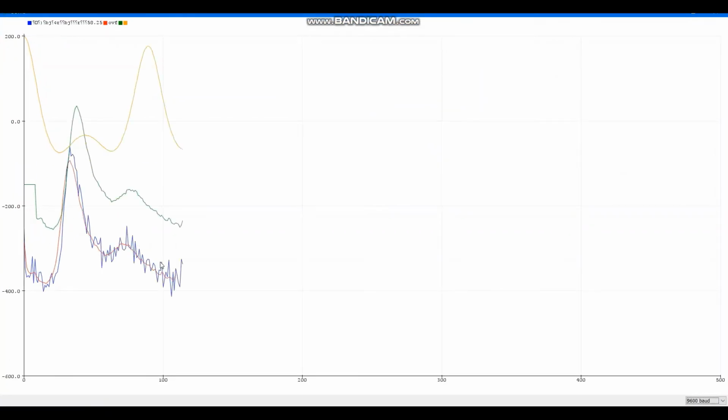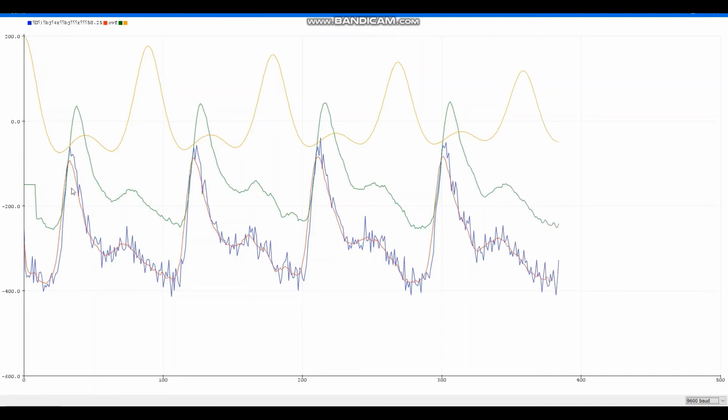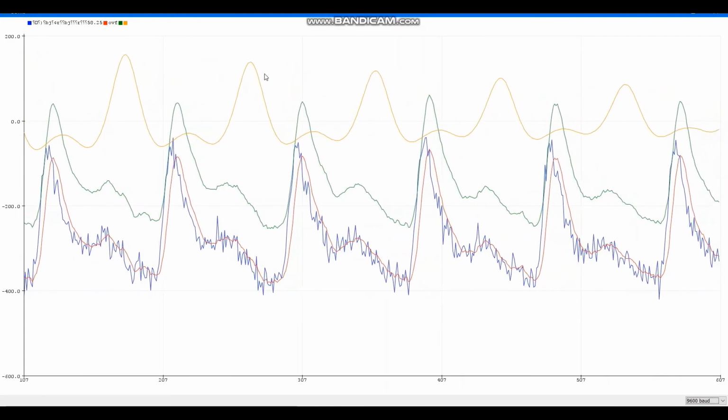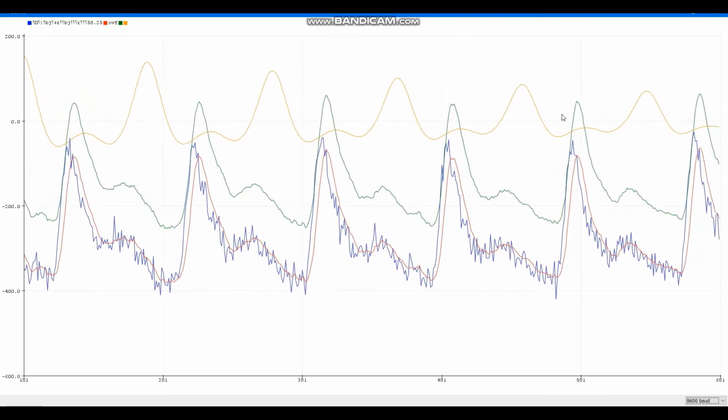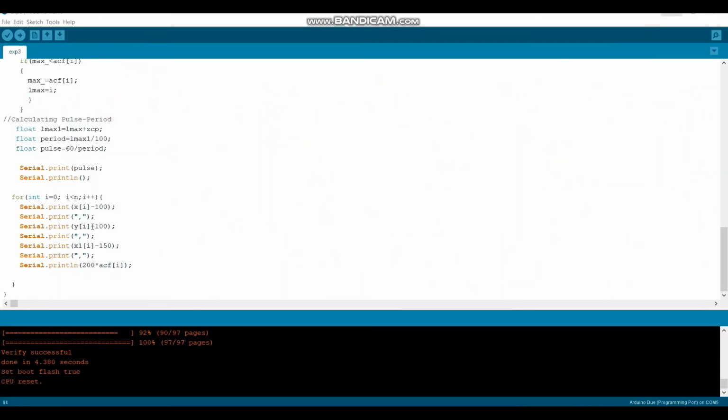So here we can see the blue one is the original input signal, the PPG signal. We ran a moving average filter of length 8 over this, and the red one is the smoothened signal. This is the smoothened signal minus the mean, and the yellow one is the autocorrelation function. We can see this is a nice series of peaks of reducing intensity, and this will go up to 2000 samples.